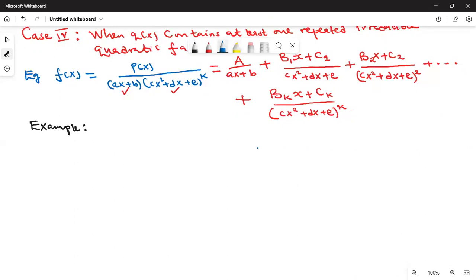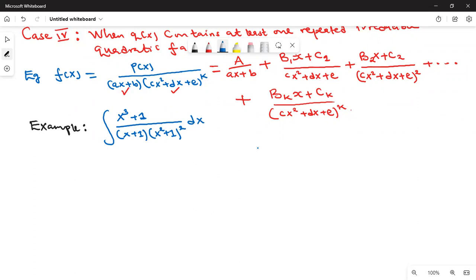In this example, you are asked to evaluate this integral. Let me look for a simpler one. The numerator is x cubed plus 1, everything over our denominator, x plus 1 times x squared plus 1, and this is supposed to be squared. So we integrate this with respect to x.